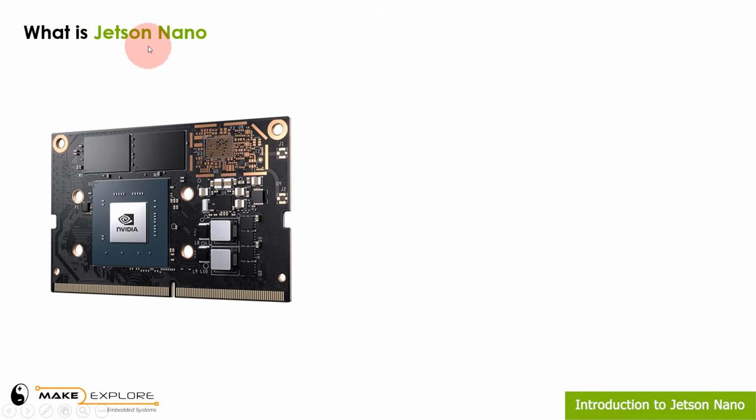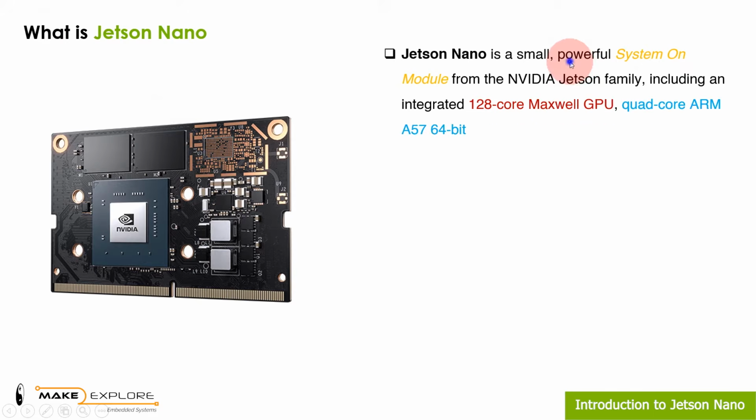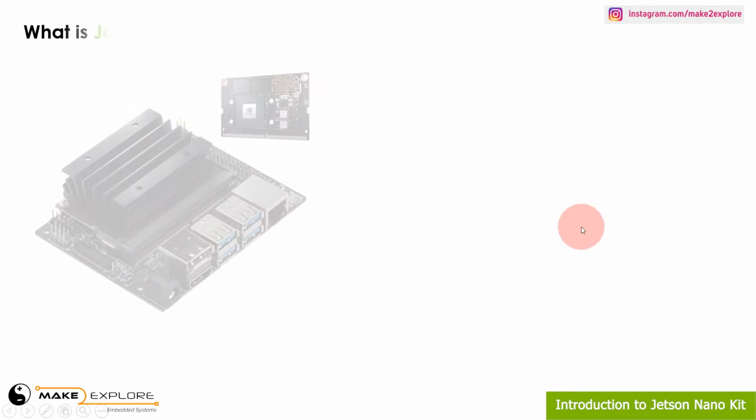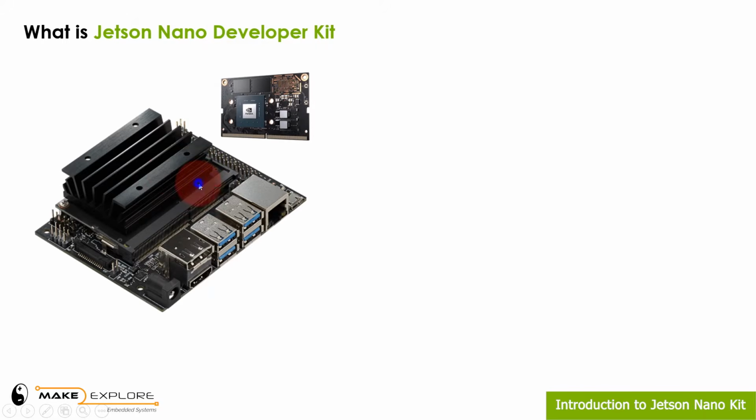First, let's see what is Jetson Nano. Jetson Nano is a small, powerful system on module from the NVIDIA Jetson family. It includes an integrated 128-core Maxwell GPU, quad-core ARM A57 64-bit CPU, and 4 or 2 GB low-power DDR4 memory. Due to its powerful hardware specifications, Jetson Nano can be used for developing and deploying embedded AI, computer vision, deep learning and IoT applications. NVIDIA Jetson Developer Kit is a very popular SOM, or you can say, single board computer.